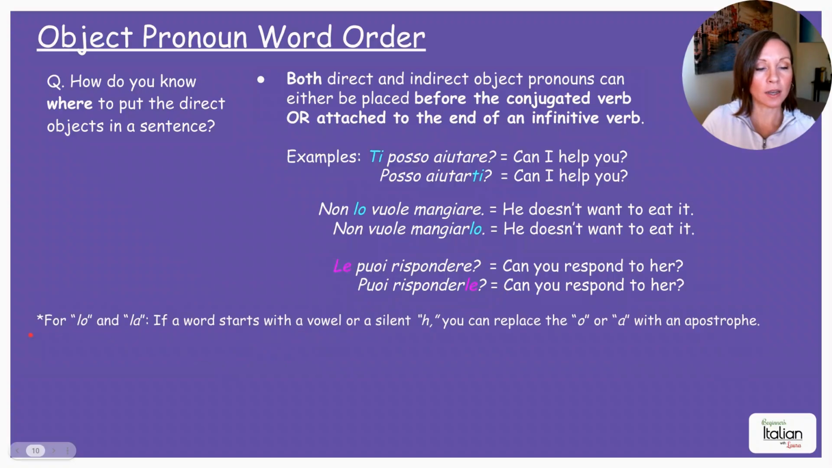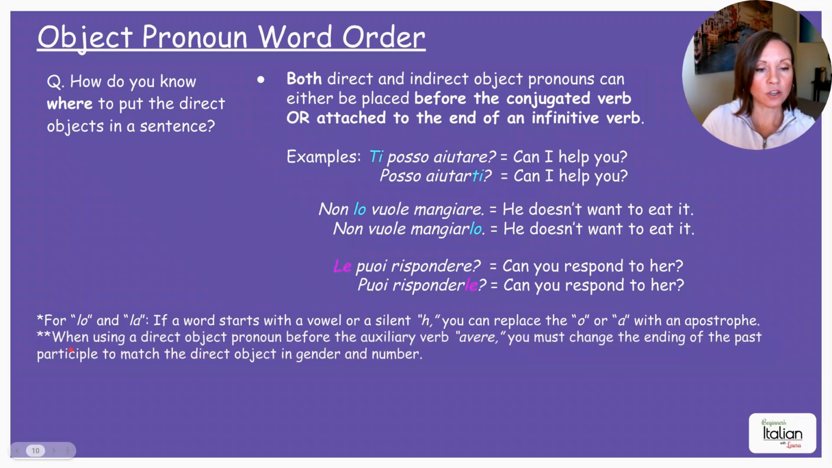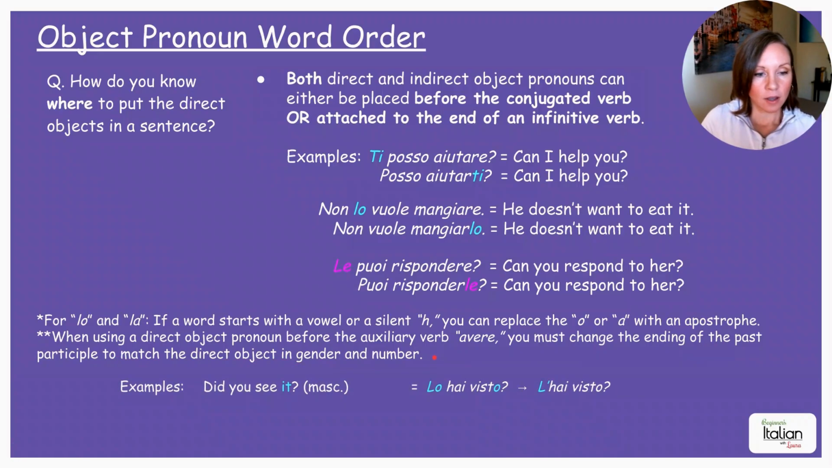For lo and la, if a word starts with a vowel or a silent H, you can replace the O or A with an apostrophe. When using a direct object pronoun before the auxiliary verb avere, you must change the ending of the past participle to match the direct object in gender and number. Okay, so we have some examples here. Did you see it? If it is masculine, we're assuming.